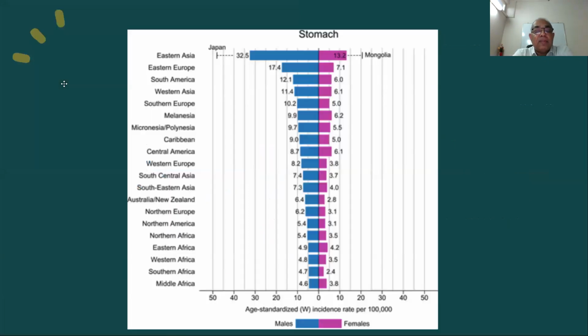Now, interestingly, India is not a country with a lot of gastric cancer as compared to many of the other countries. You can see here that we are in South Central Asia, right in the middle of this chart. Among men, the age standardized incidence per 100,000 is about 7.4, and in women, it's about 3.7, about half of that. Interestingly, men all over the world tend to have more gastric cancer than women. Maybe something to do with the hormones, as we will see later.